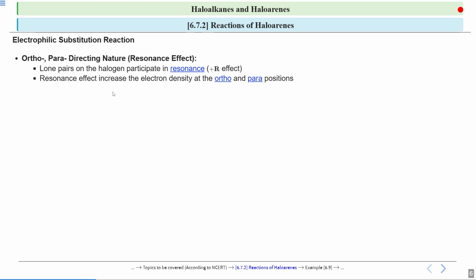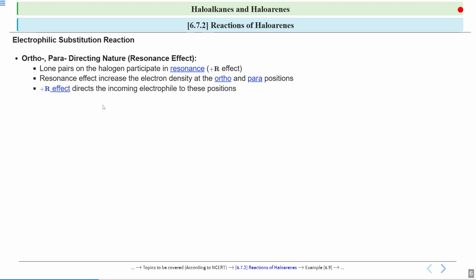The resonance effect increases the electron density at the ortho and the para positions. Specifically, if you draw the resonance diagram or resonating intermediate structures, you can easily see that the electron density increases at the ortho and para positions of the benzene ring. And that is the main reason why halogens are ortho-para directing. Still, they are deactivating, but they are ortho-para directing because their lone pairs participate in the resonance, that's the plus R effect, and due to this the electron density is increased at the ortho and para positions of the benzene ring.